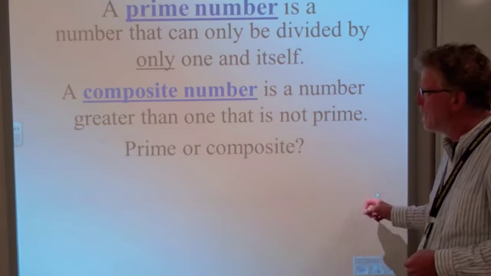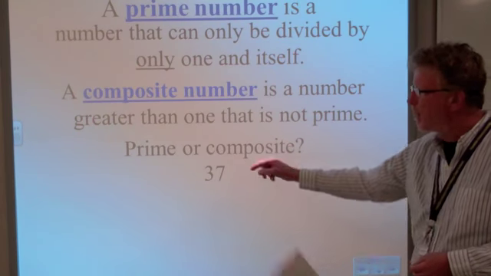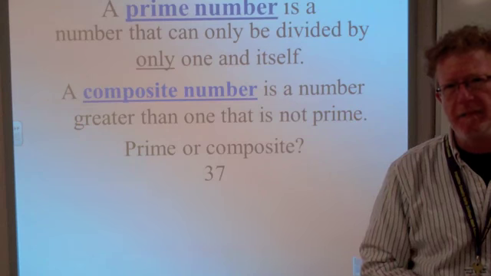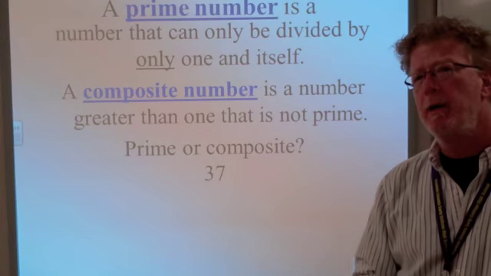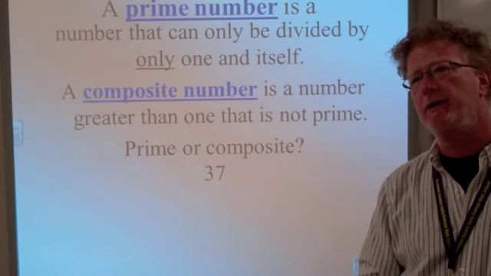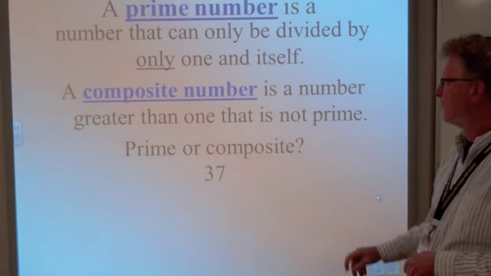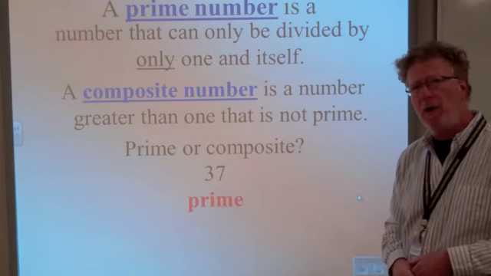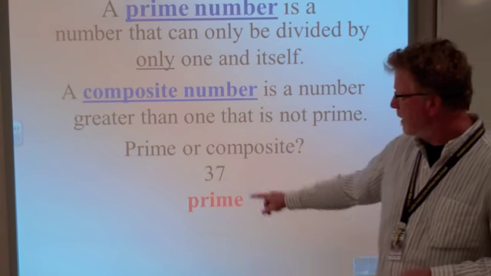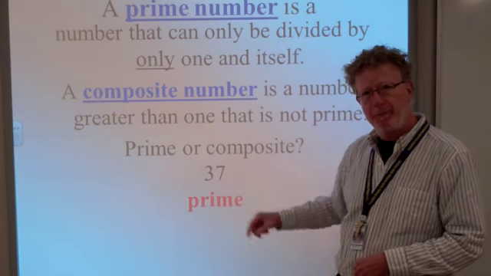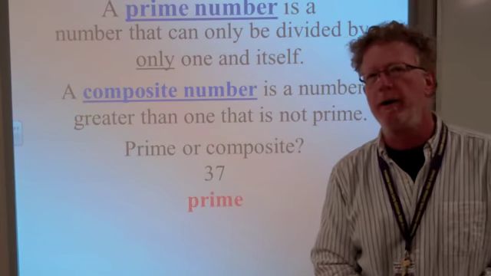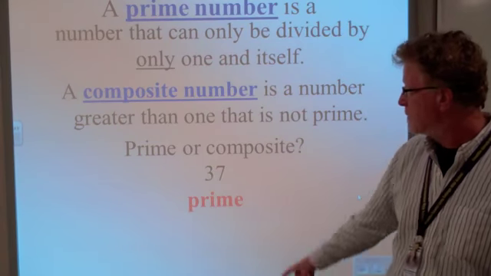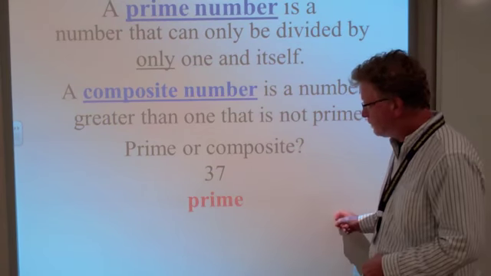So you need to tell me now, is this a prime or a composite number? 37. Go ahead and try to figure that out on your own. Pause the video and I'll give you the answer as soon as you hit play. This one is prime, right? It's not an even number, and when you add the digits together, they're not divisible by 3, and it's not divisible by 5.